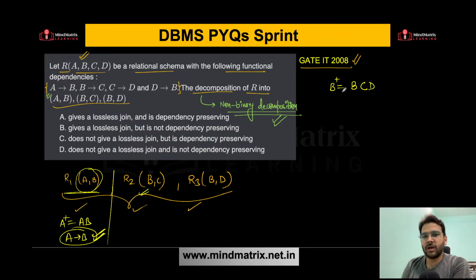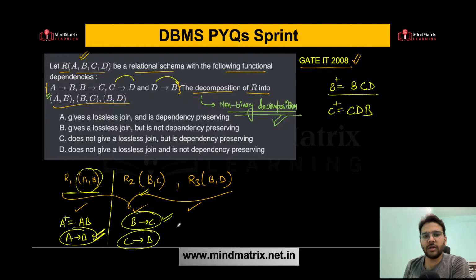What about this one? As you find the B closure, you are getting B determines C. So this is preserved. This is preserved. Now if I find C closure, C can determine D also, D can determine B also. So can I say C determines B will also be there? Fine. That this functional dependency will also be there in this relation.